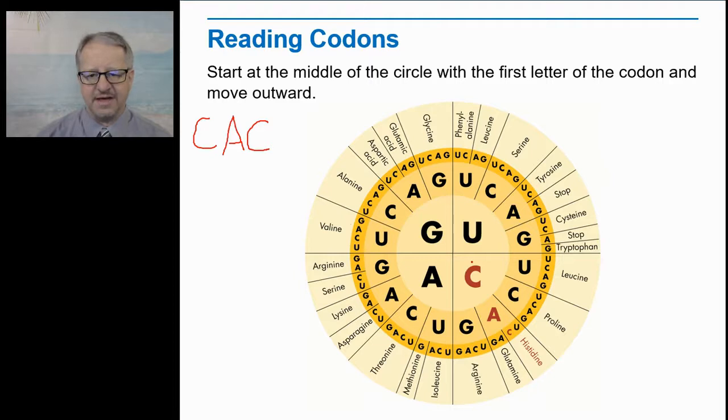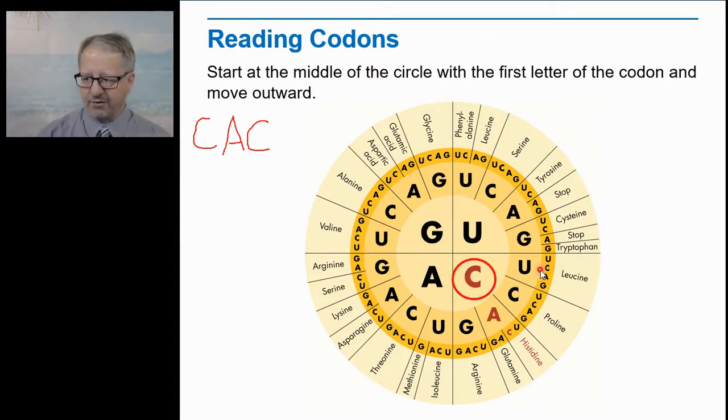Well, we start in the center with C. And then we work our way outwards. So the next letter would be A. So anywhere inside of the area that C covers, the inside C, see how there's a line here that separates the 4 letters on the inside? Okay. There will be 4 letters for each of the first letters.